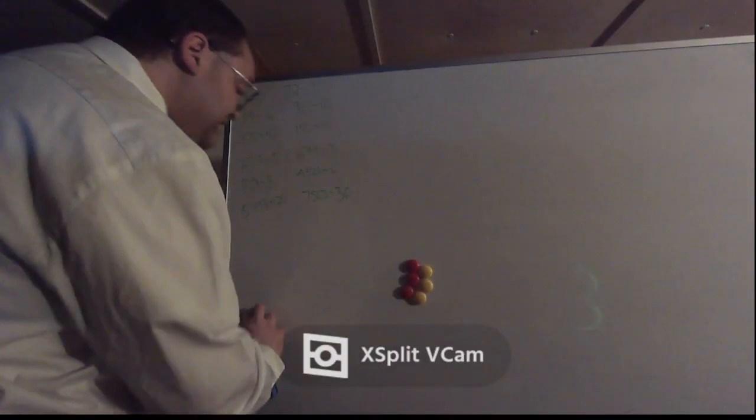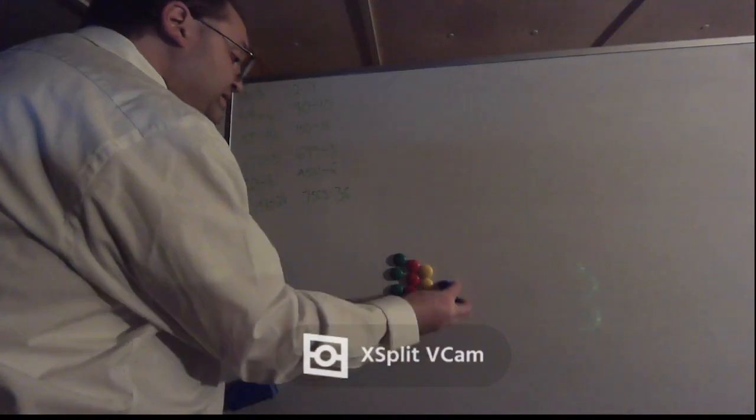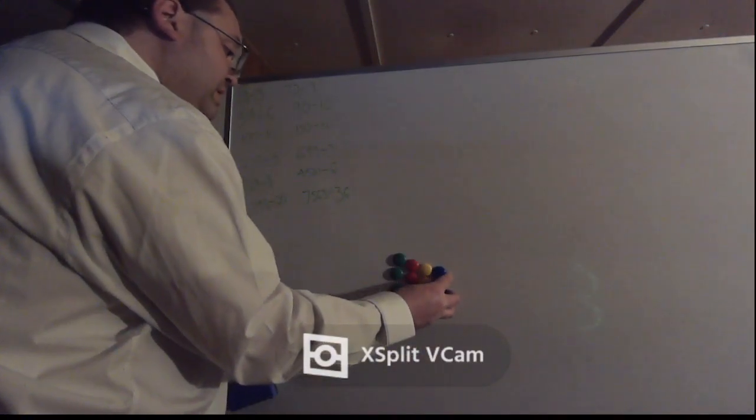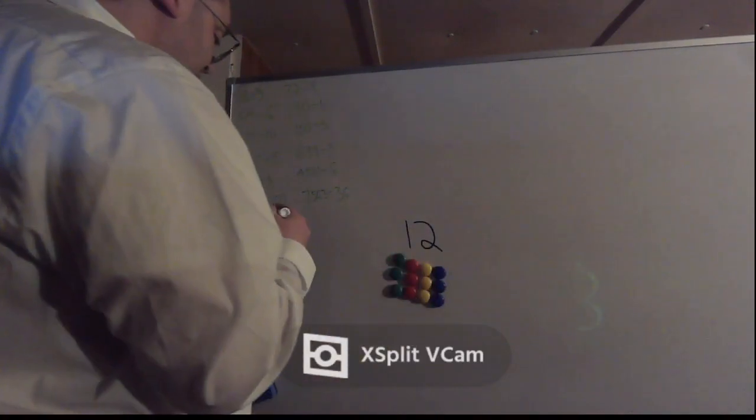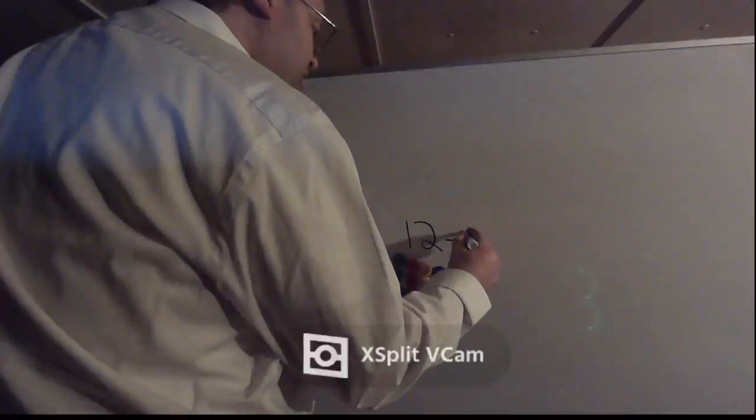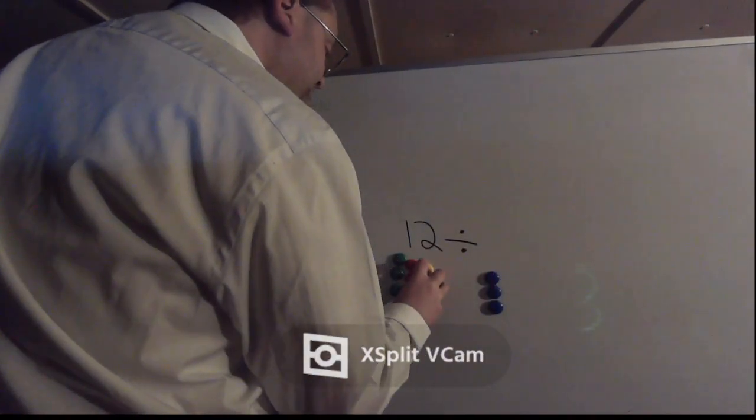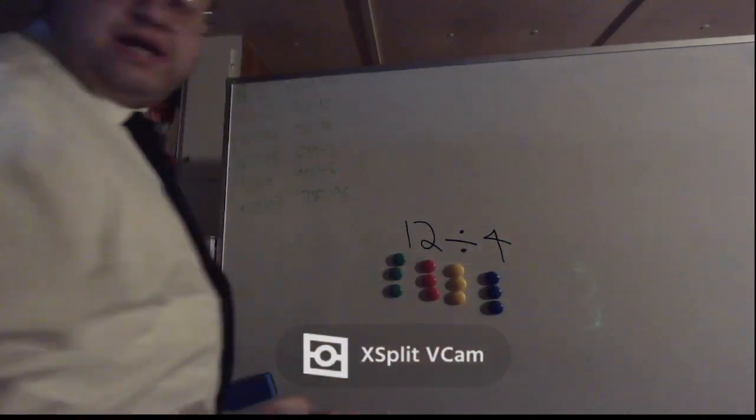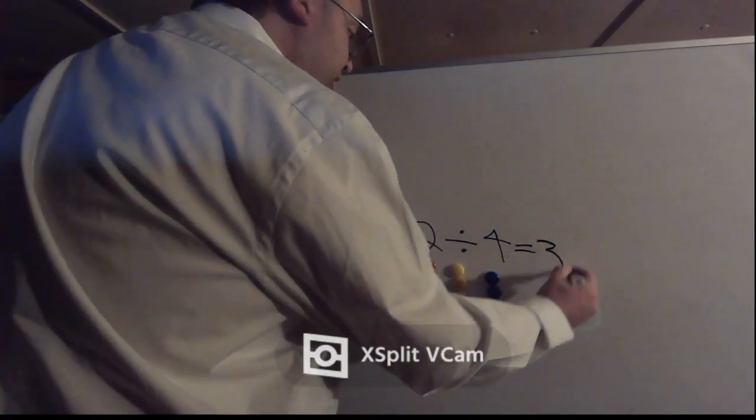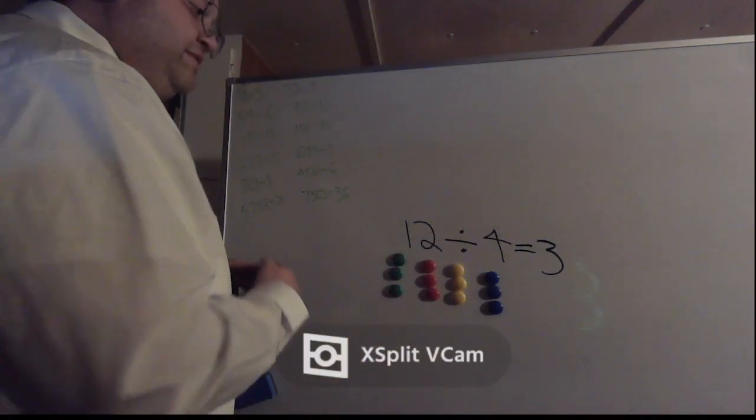Now, let's say I've decided to put all 12 of the magnets together that I have. Because why not? Because I can, I suppose. I have all 12 magnets there. And I want to divide them, I'm going to split them, divide them into 4 separate groups. Now, how many do I have in each group? So I divided them into 4 separate groups. How many do I have? Looks like I got 3. So when you divide something, it splits it up evenly.